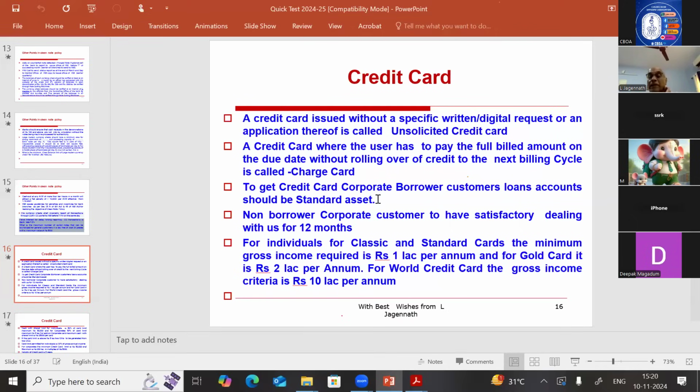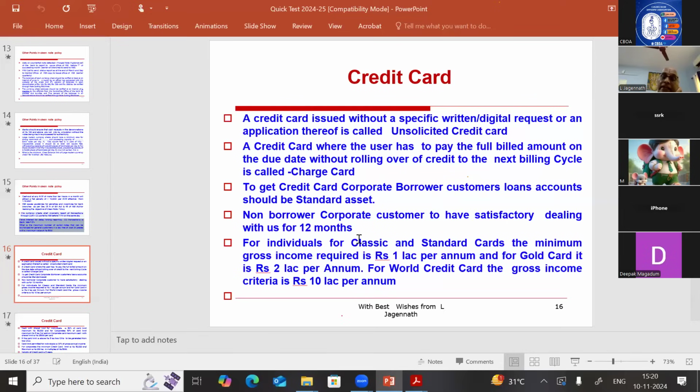Non-borrower corporate customer to have a satisfactory dealing with us for 12 months if it is a credit card to a corporate. For individuals, for classic and standard cards, the minimum gross income required is rupees 1 lakh per annum, and for gold card, it is 2 lakhs per annum. For world credit card, the gross income criteria is rupees 10 lakh per annum.